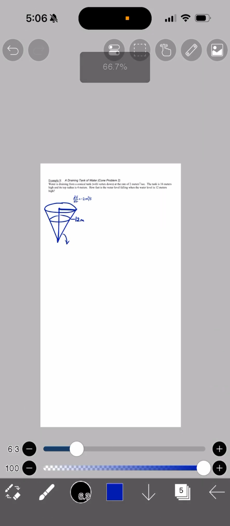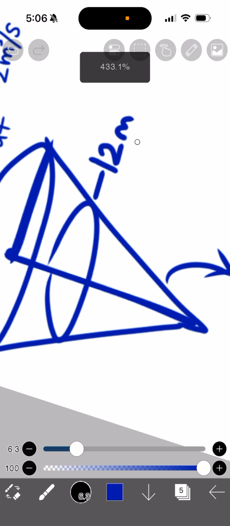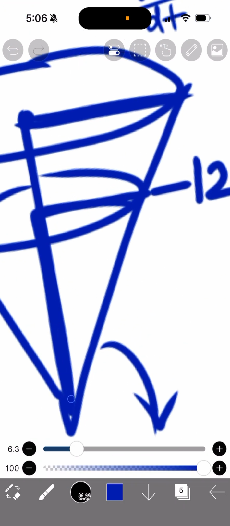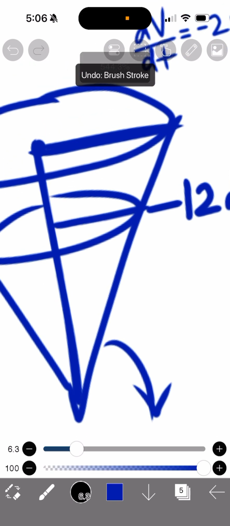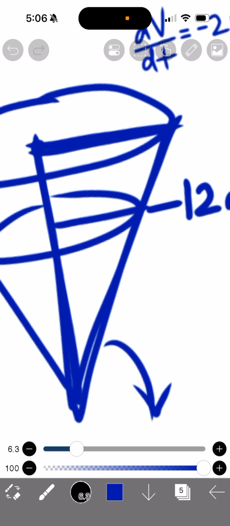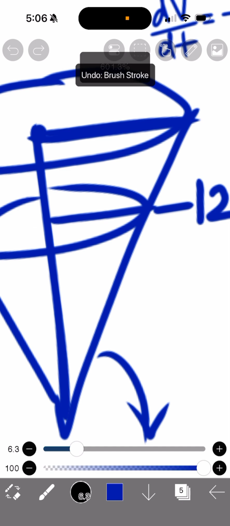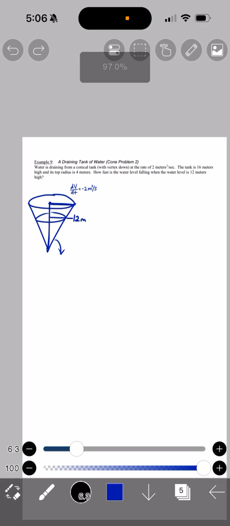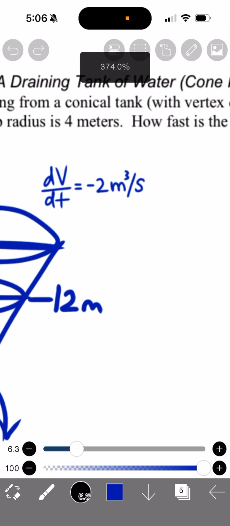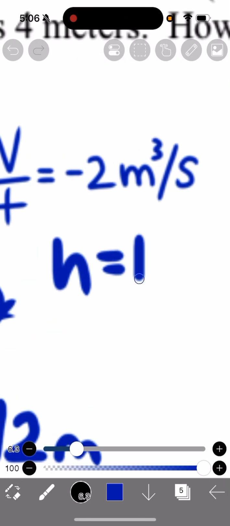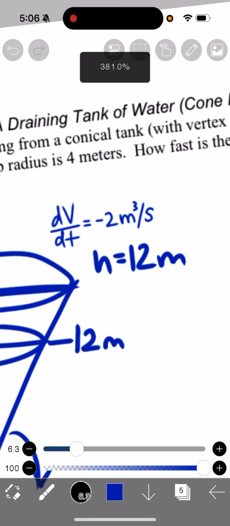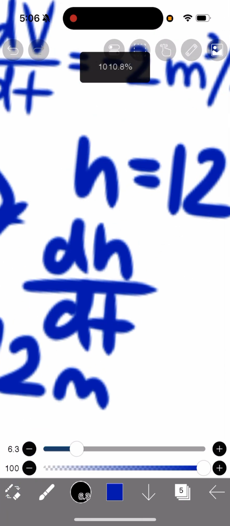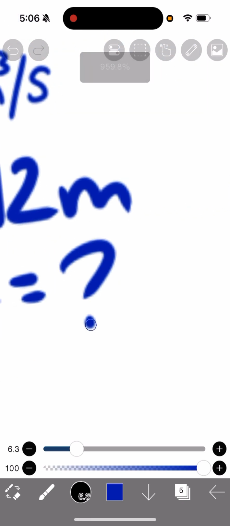The reason they do this is that similar triangle thing I was talking about earlier. We're looking for this triangle here, but they tell us about this triangle so that we can figure out this triangle here, because we don't know the radius. They tell us that the height that we're looking for is 12 meters, and that we're looking for the change in height, the derivative of height. That's what we're trying to find.